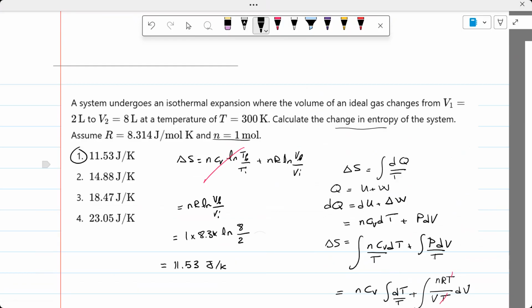Does it make sense for the entropy to be positive in this case? Well, we have some expansion, so V is increasing. So heat is added to the system. And we said when heat is added, then delta S is positive.